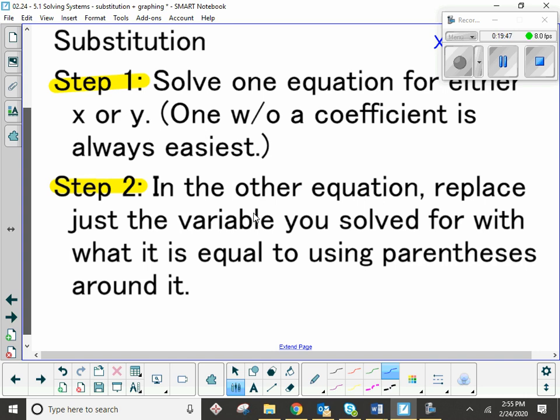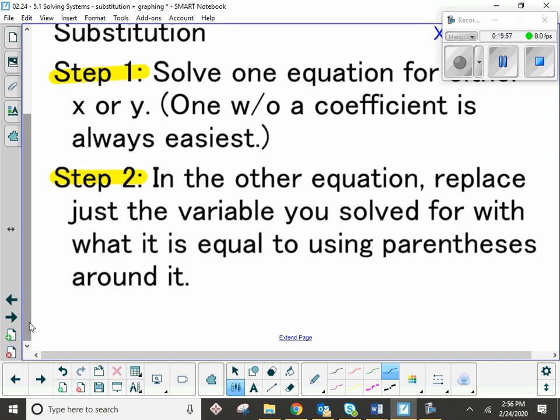Step 2 says in the other equation. In this particular example, we solved for x in the first equation. So when this says in the other equation, it means the second one, the bottom one. Replace just the variable you solved for with what it is equal to, using parentheses around it. Here's what that's telling you to do.